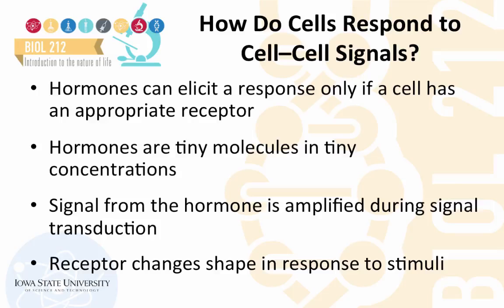Hormones can only elicit a response if a cell has an appropriate receptor that can bind the hormone. Hormones are tiny molecules in tiny concentrations. So you don't need a whole lot of hormones to trigger a response because the signal from the hormone is amplified during signal transduction. The receptor that receives the signal in the form of a hormone changes shape in response to the stimulus.